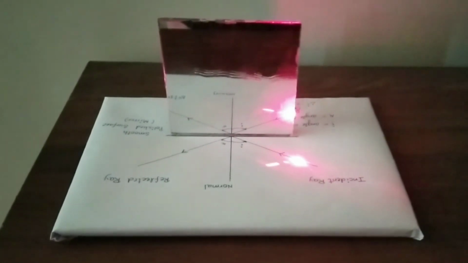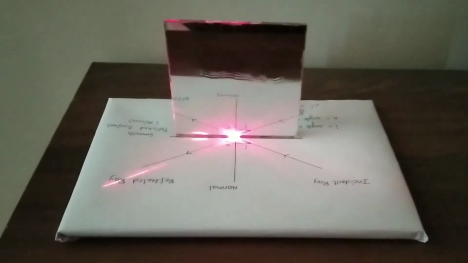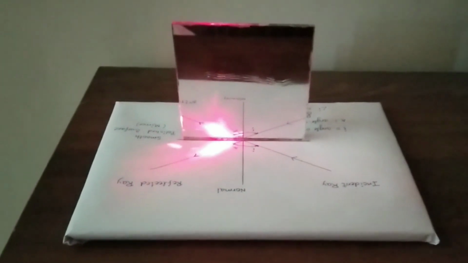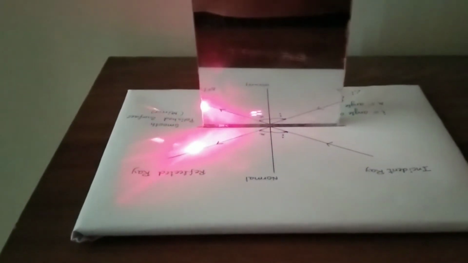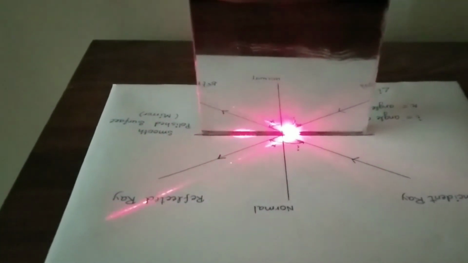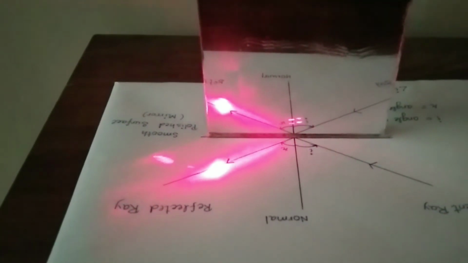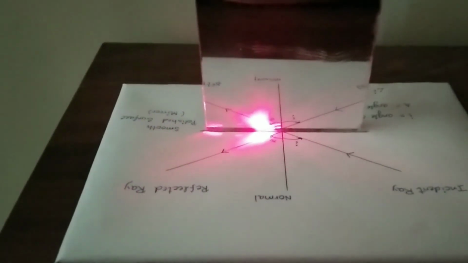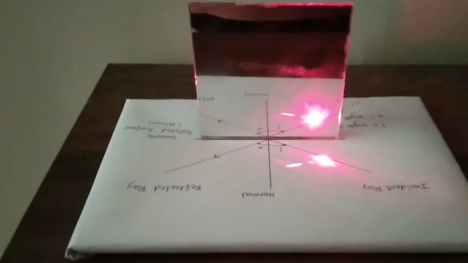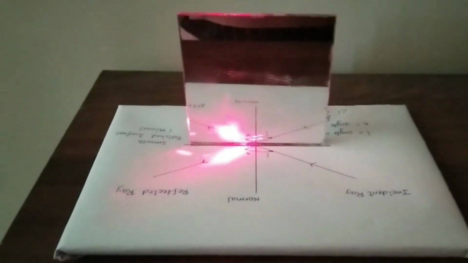Now here I am passing the laser beam along the incident ray, right? And it is getting reflected along the reflected ray. And you can see on passing it, the angle of incidence is equal to the angle of reflection, right? So here the second law is also proved. The angle of incidence is equal to the angle of reflection.